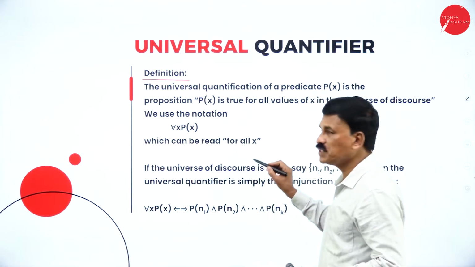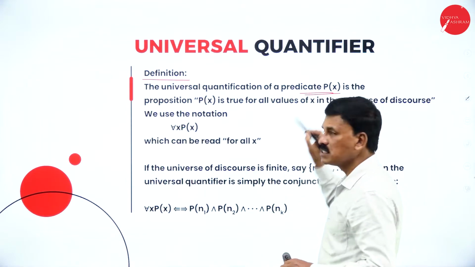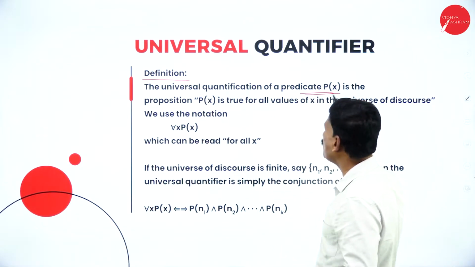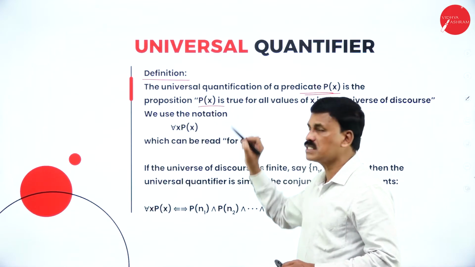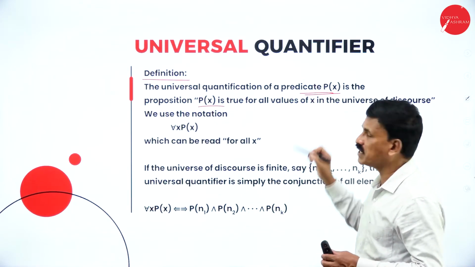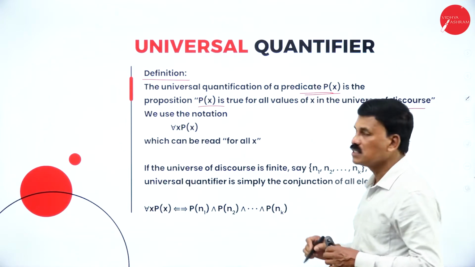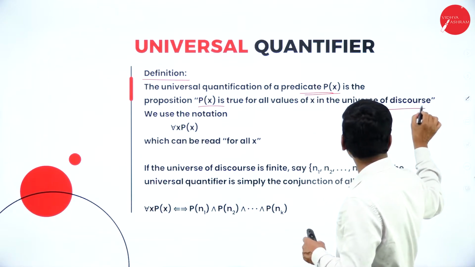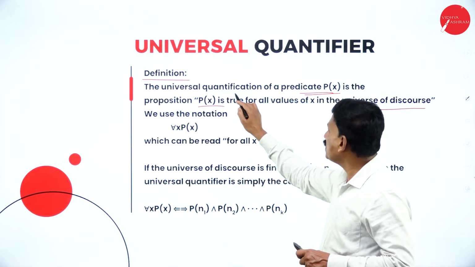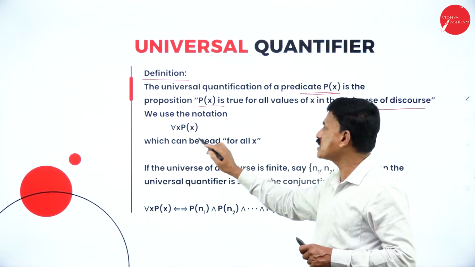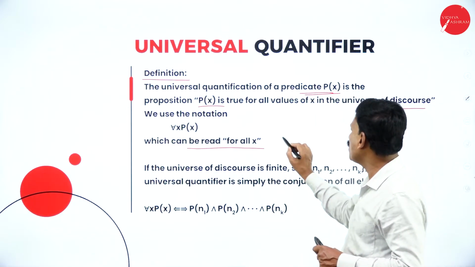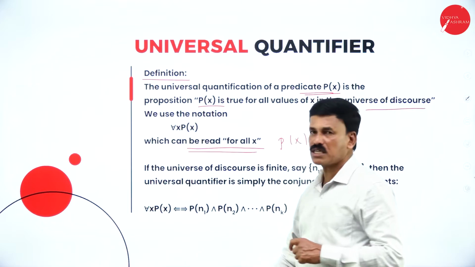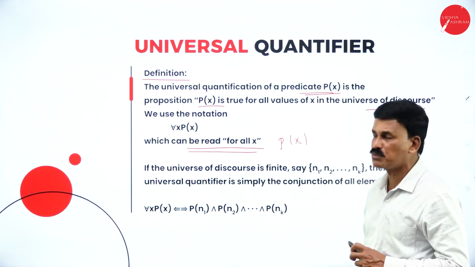The universal quantification of the predicate P of x. If P of x is the predicate, then the universal quantification of the predicate P of x is the proposition that P of x is true for all the values of x in the universe of discourse. We denote the quantifier as for all x P of x, which can be read as for all x, P of x. So, this is the usual representation of a quantifier, for all x P of x.